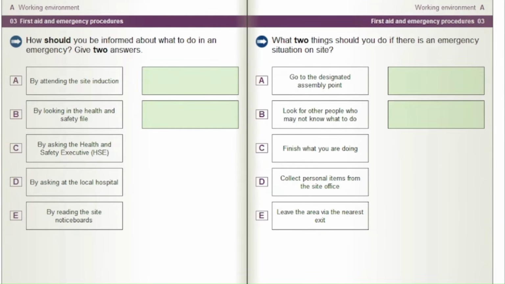What two things should you do if there is an emergency situation on site? Go to the designated assembly point. Look for other people who may not know what to do. Finish what you are doing. Collect personal items from the site office. Leave the area via the nearest exit.